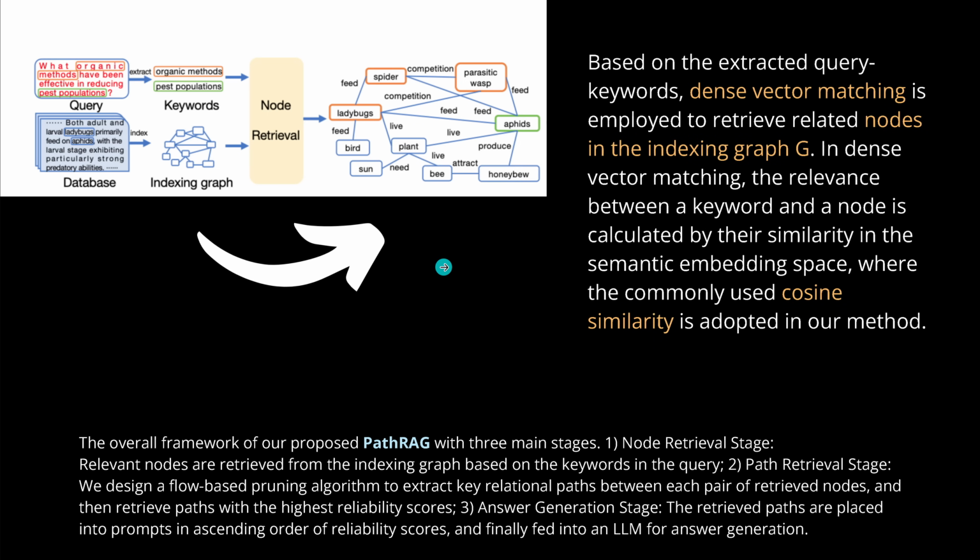Now I have to tell you, yes. The authors of the study told us, based on the extracted query keywords, a dense vector matching is employed to retrieve related nodes in the indexing graph. In this dense vector matching, the relevance between a keyword and a node is calculated by the similarity in the semantic embedding space. So it is again a vector space, and we use the cosine similarity. So we are back to go from the keyword in the indexing graph and find semantically close related tasks or clusters or elements.